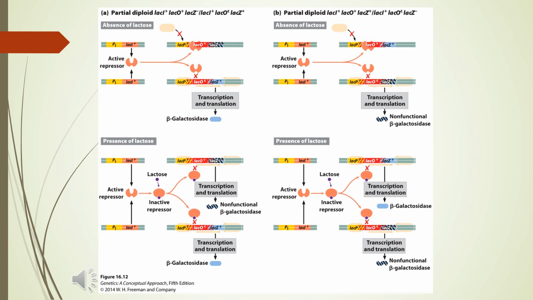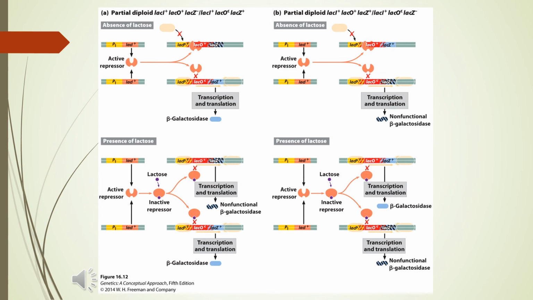On the second region, what will happen is that active repressor will try to bind to the operator region, but the operator region here is mutated, so it cannot bind to the operator region. Here RNA polymerase cannot be blocked, so it will transcribe. Lac Z is also positive, so it will produce a functional beta galactosidase.